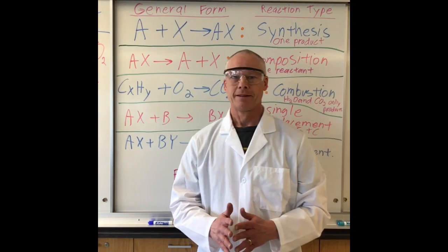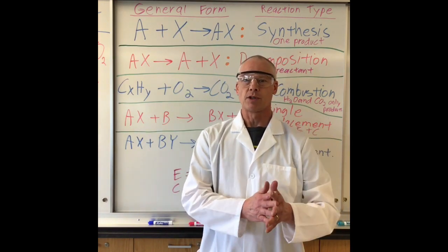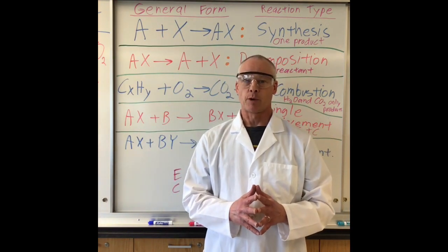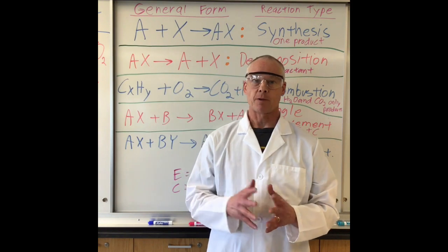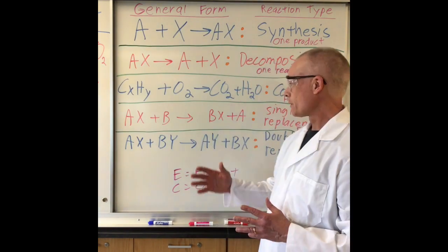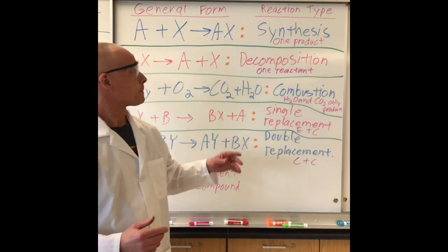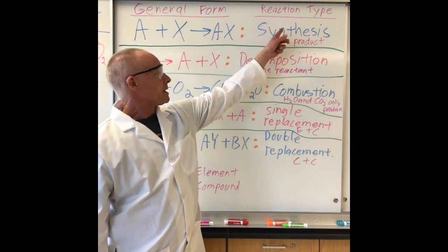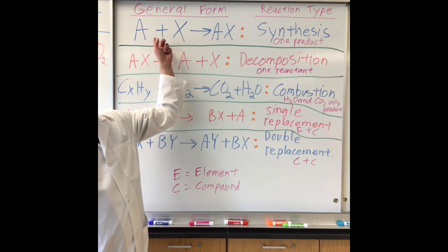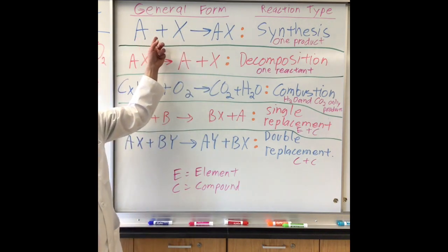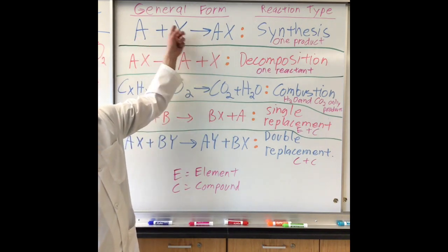Hello everybody. Today we are going to start a series of experiments in which we will look at the 5 reaction types. Up here on the board are the 5 reaction types that we are going to be working with. We have the reaction type, the name of it, and the general form. The A plus X reacts to form AX.